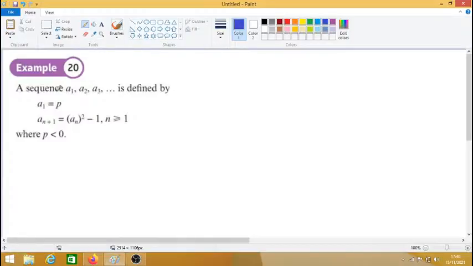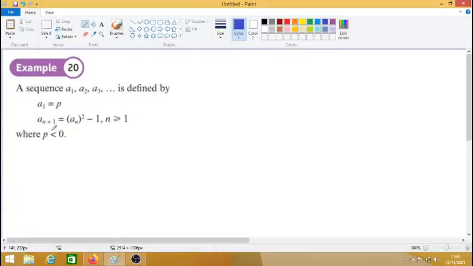So they're saying that the sequence is not called U's, but it's called A's, and that doesn't matter. It doesn't matter if we change the letter, it's still a sequence. So the very first number in the sequence, A1, is equal to P. P is a number that we don't know, so that's why it's called P.